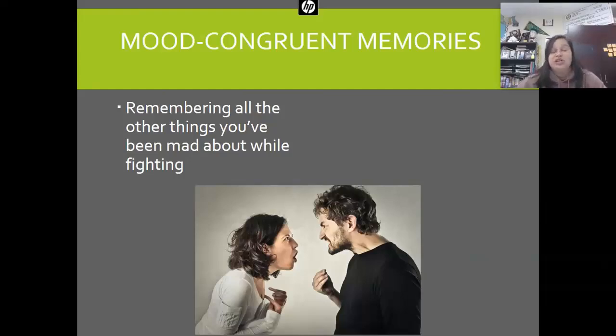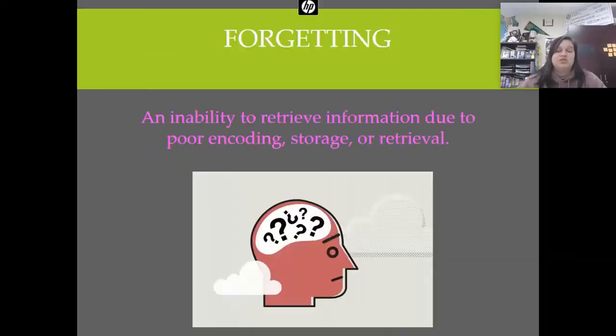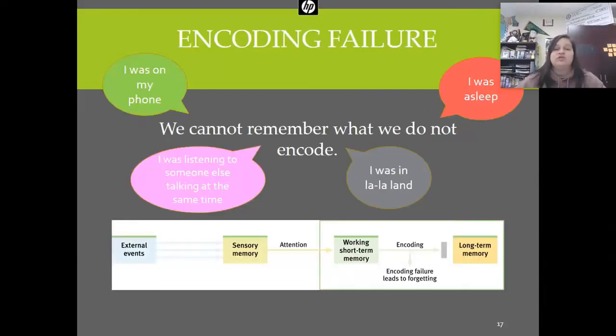It could be good or it could be bad. That maybe when you're happy, you remember other times you were all happy. When you're sad, you remember other times that you were sad. But what about when you can't get information out of the memory store, when you're unable to retrieve something? That's when we have forgetting. So forgetting is technically just an inability to retrieve information, and there's different reasons. It could have been poorly encoded, it could be a storage issue or a retrieval issue.